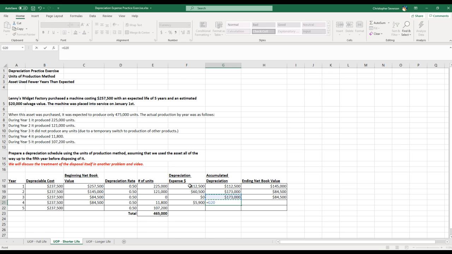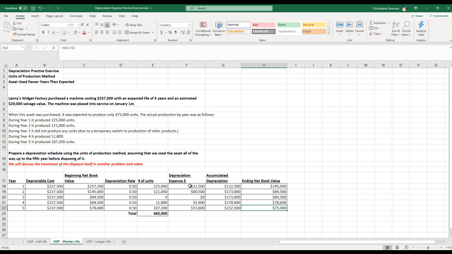Oops, that's supposed to be addition. So now we get to year 5. We're going to calculate it. And if you notice at the very end, we're done with this asset. This assumes we are disposing of this asset in the 5th year, but our ending net book value is just $25,000.